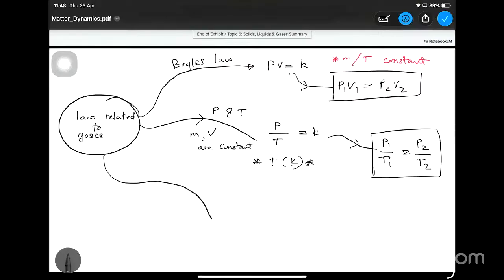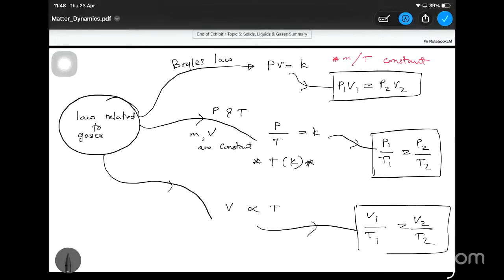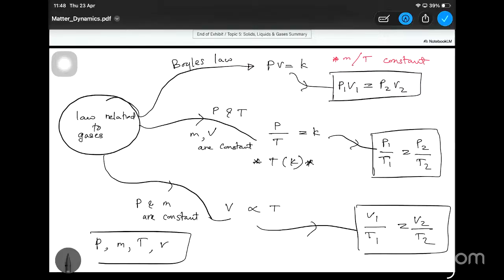And there's a third law as well, right? The connection between volume and temperature. So it will be volume and temperature like this. Afterwards, you can use it: V1 over T1 is going to be equal to V2 over T2, right? In this case, pressure and mass are constant. So normally remember pressure, mass, temperature, and volume. These are the factors that we can change for a gas.